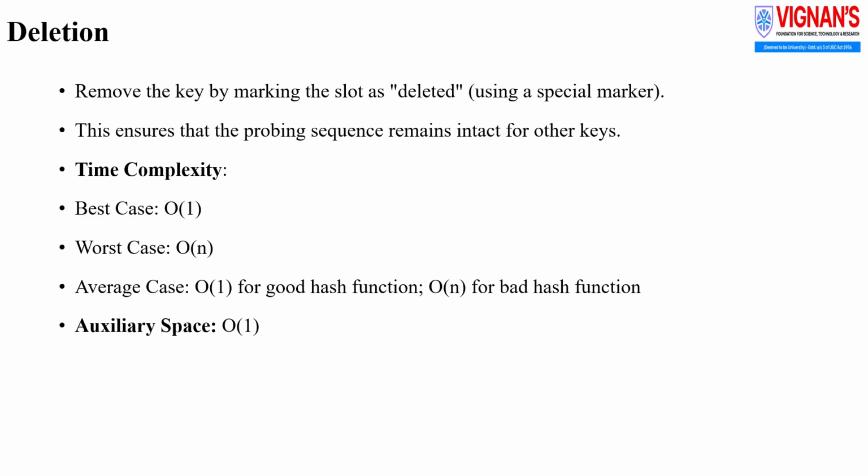In the best case, deletion takes O(1) time. In the worst case, deletion takes O(n) time when many slots must be examined. In the average case, deletion takes O(1) time for a good hash function and O(n) time for a poor hash function. The auxiliary space complexity for deletion is O(1).